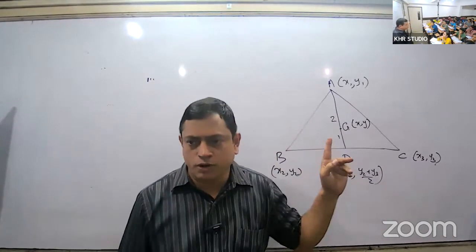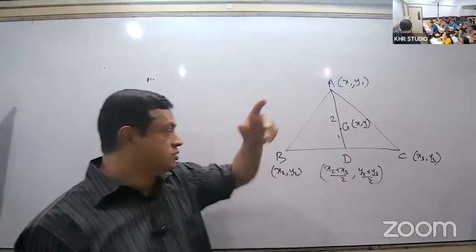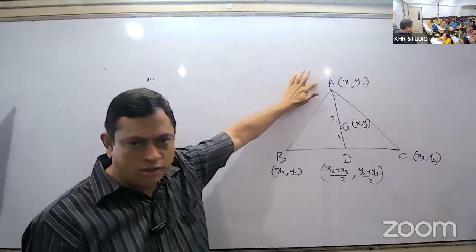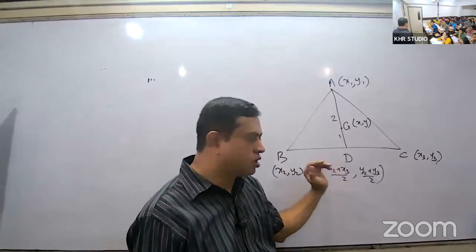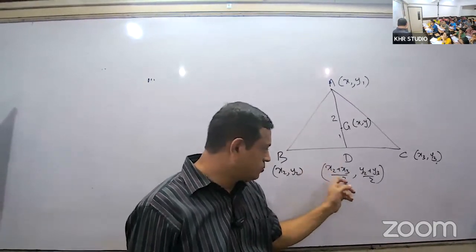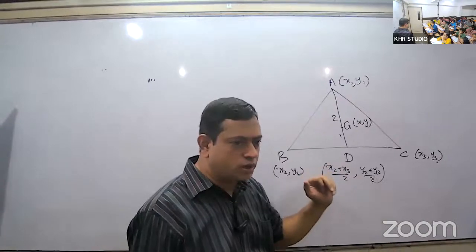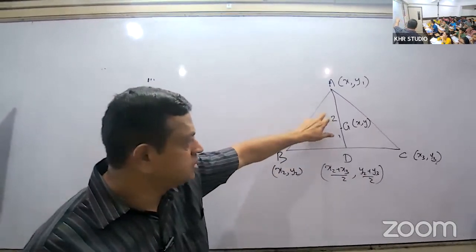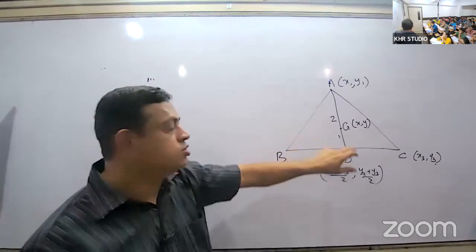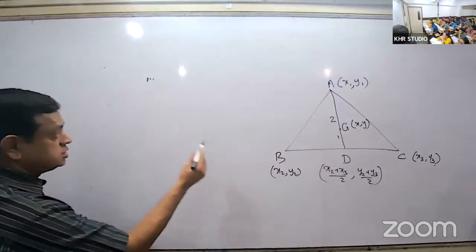Is there anyone having a problem? Look, we have the coordinates of A. What is the coordinate of A? x and y. Do we have the coordinates of D? Yes, x2 plus x3 by 2, y2 plus y3 by 2. Do we have the ratio M is to N? Yes, M is to N. So I am going to apply the section formula.